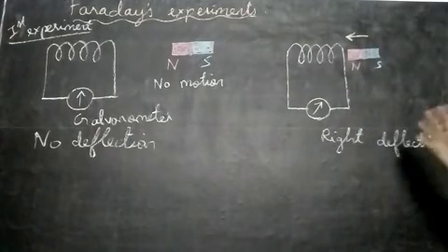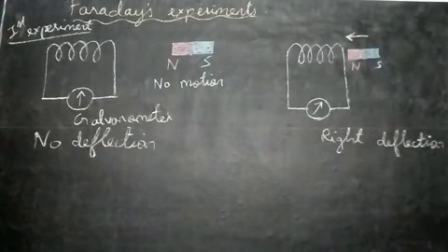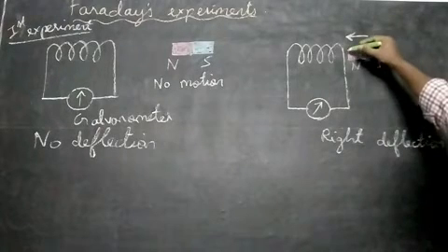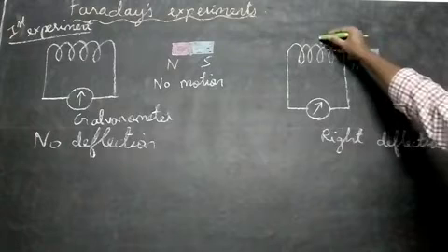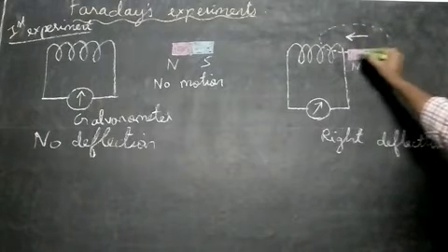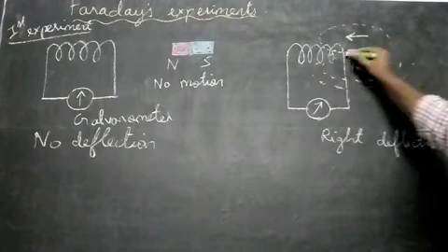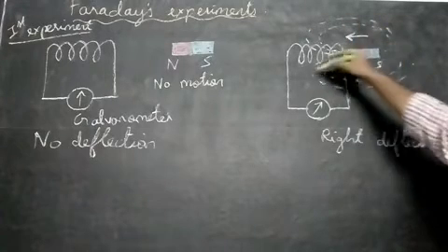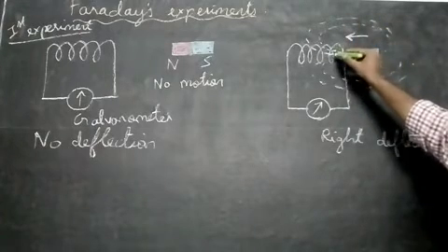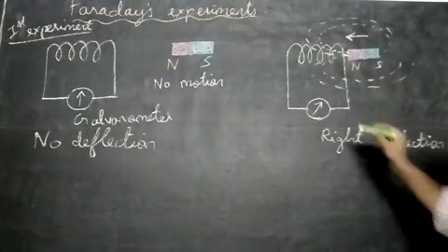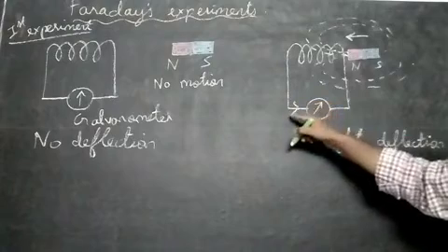Let us see why it happens. As you bring this north pole here, the north pole gives a magnetic field. Around the magnet we have a magnetic field. This magnetic field will cut this coil, and due to this the magnetic flux will change. Because of that, current is produced here. Current will go from left to right.